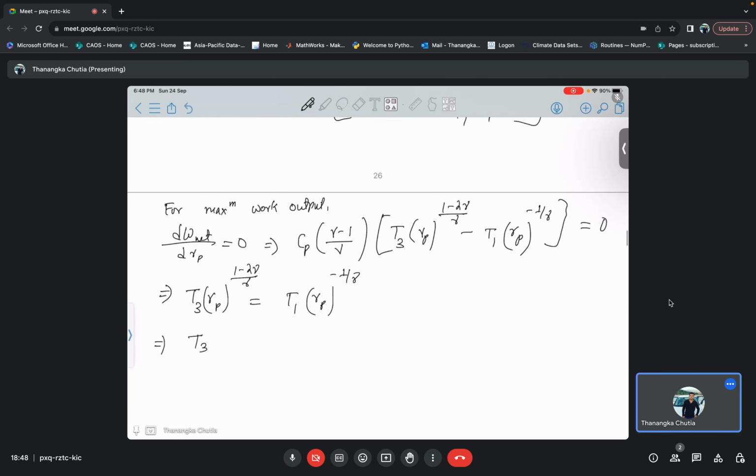Now T3 divided by T1 will be equal to rp to the power minus 1 by gamma minus 1 minus 2 gamma divided by gamma.